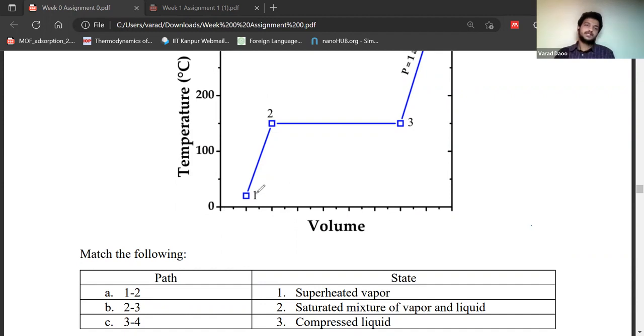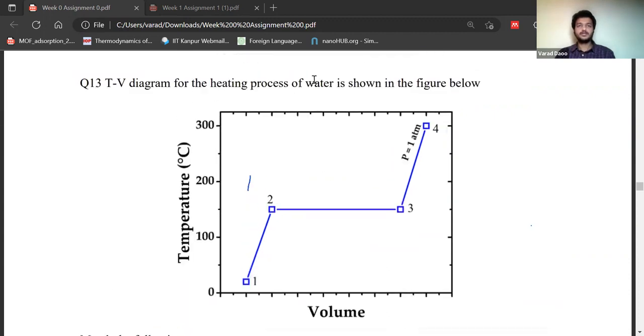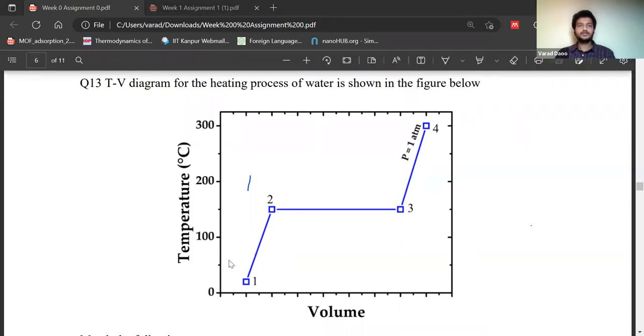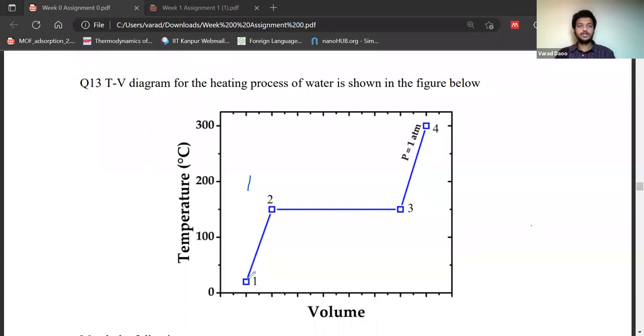So here I think there are two ways of solving it. One is that you know the TV curve of a pure substance, right? As this is pure water, you know the TV diagram, like this, and then you can clearly say what this is. The other way, which is a more logical way, I am going to tell. Okay. So here, let us consider this is some, we don't know what it is.